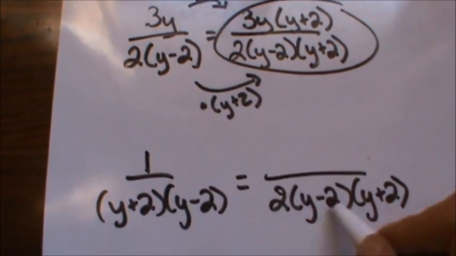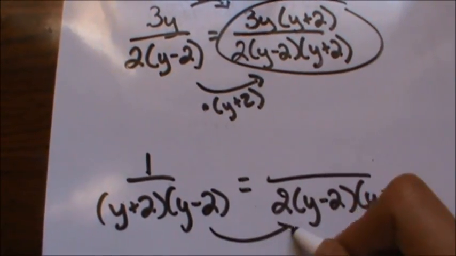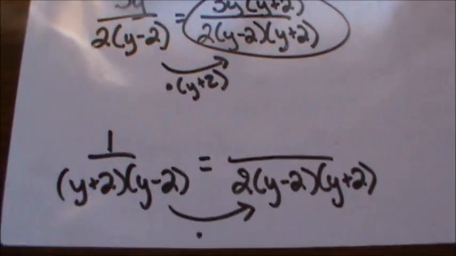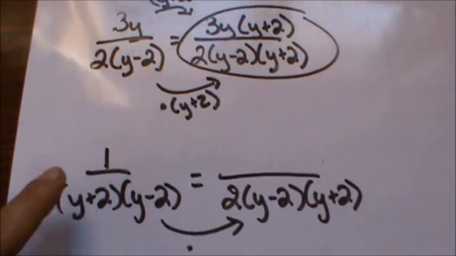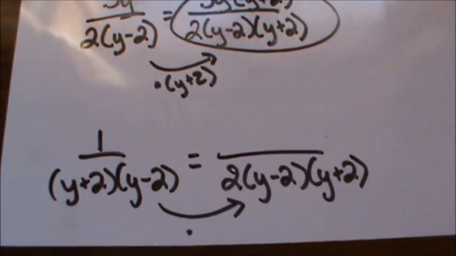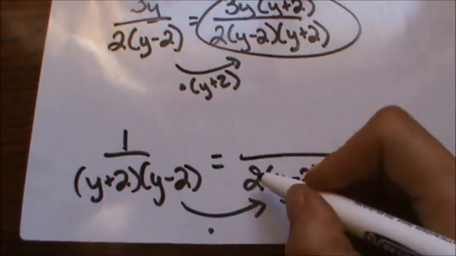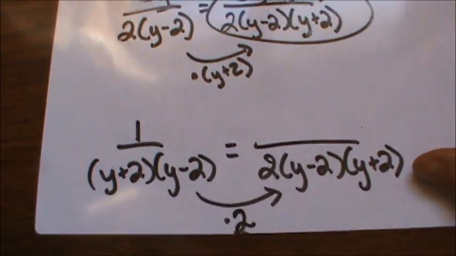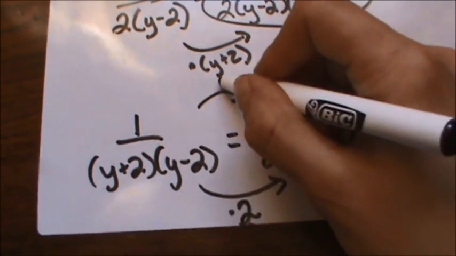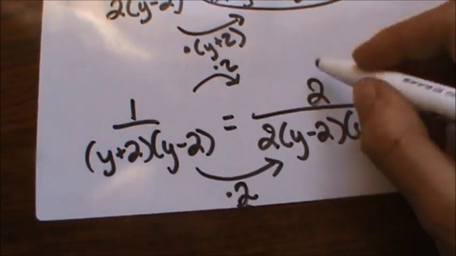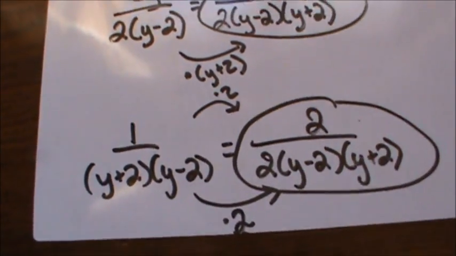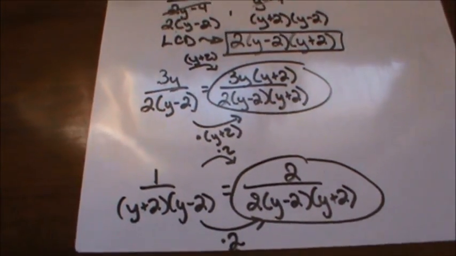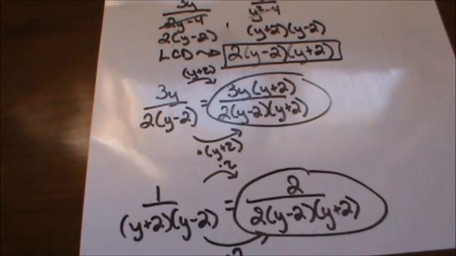So what does this denominator have that this one does not? And what can I multiply by so I can get that factor to come up? Well, both of these denominators have the factors y plus 2, y minus 2. So the only thing missing here is just the 2. I'm going to multiply the top and bottom by 2 and just have 2 on top for that one. These are the two answers we're looking for that I have circled.